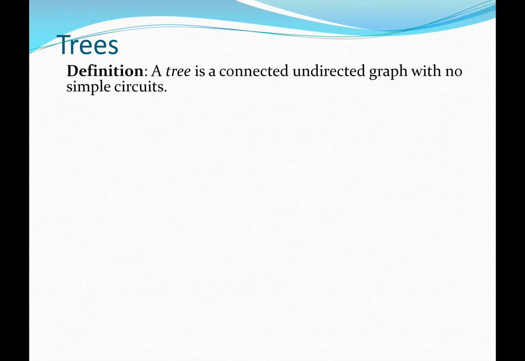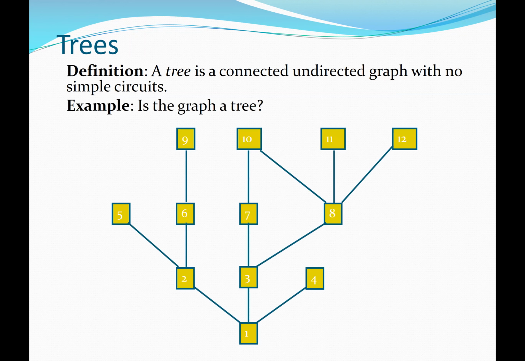A tree is a connected, undirected graph with no simple circuit. That's how we define a tree. Remind yourself, a circuit is where you start from one point, go around, and go back to the same point again. But now you don't want any simple circuits, which means you can go from one place to another without using any circuits. Take a look at this graph below.